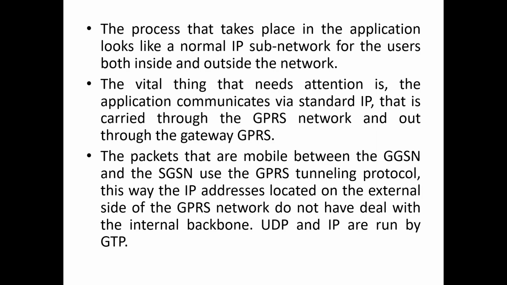The process that takes place in the application looks like a normal IP subnetwork for the users both inside and outside the network. The vital thing that needs attention is that the application communicates via standard IP that is carried through the GPRS network and out through the gateway GPRS. The packets that move between the GGSN and SGSN use the GPRS tunneling protocol. This way, the IP addresses located on the external side of the GPRS network do not have to deal with the internal backbone. UDP and IP are run by GTP.